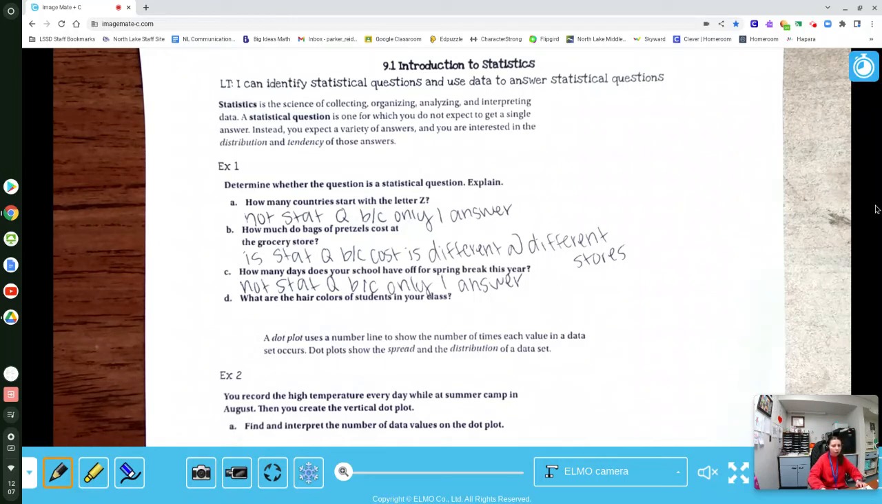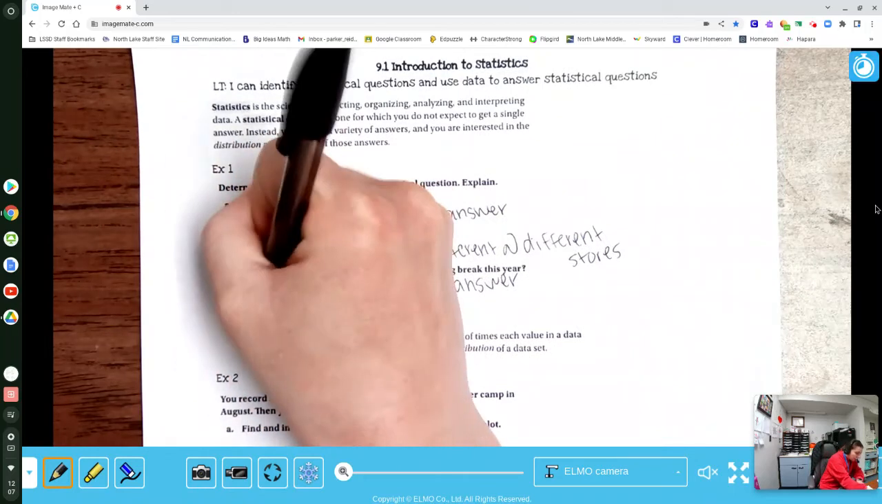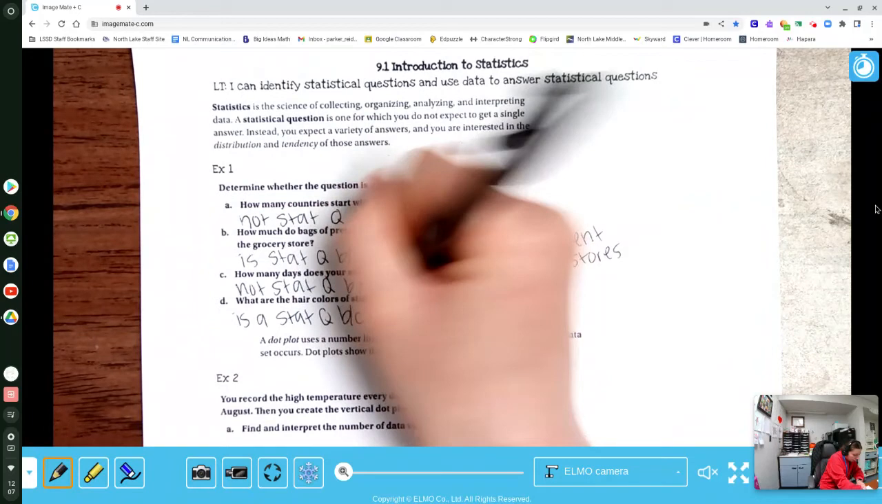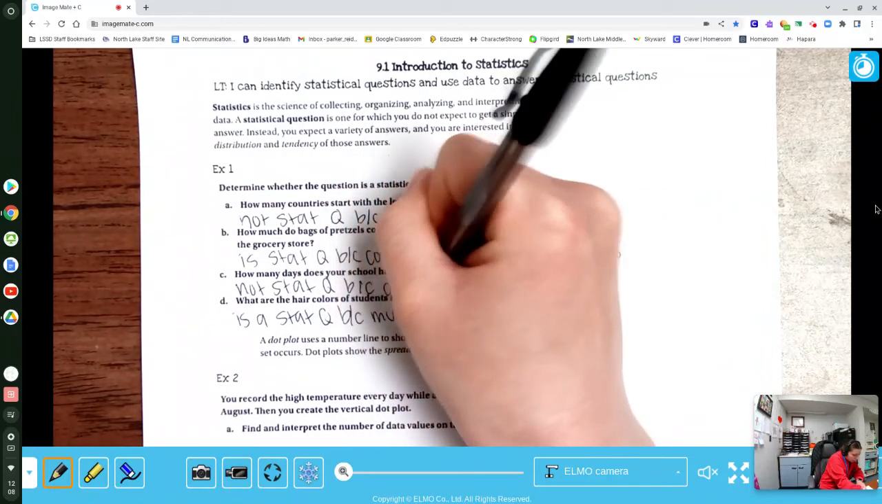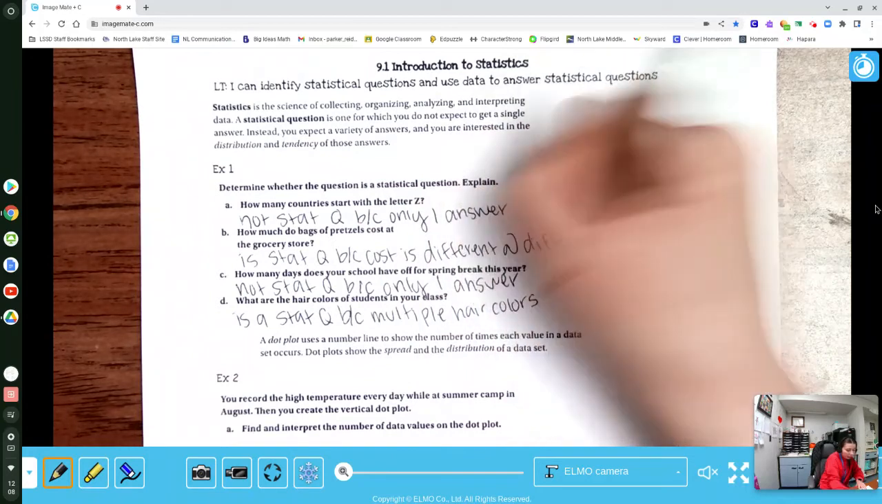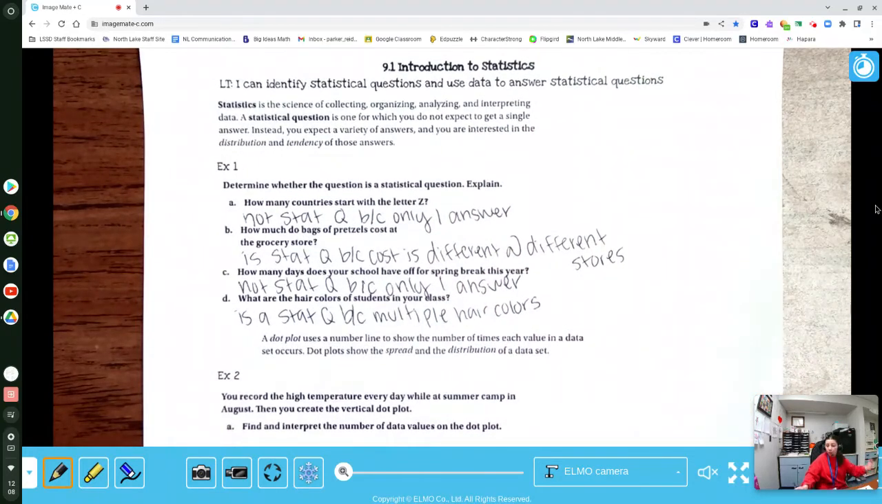And part D, what are the hair colors of students in your class? So we want to think, is there just one answer to this? Are there multiple answers? Well, if you look around your class, you'll probably see there are multiple different hair colors in your class. And so this is a statistical question because there are multiple hair colors. Right? Some people have brown hair, black hair, blonde hair, red hair. They might have their hair dyed purple or pink or green or blue. There is not just one answer to this, so it is a statistical question.